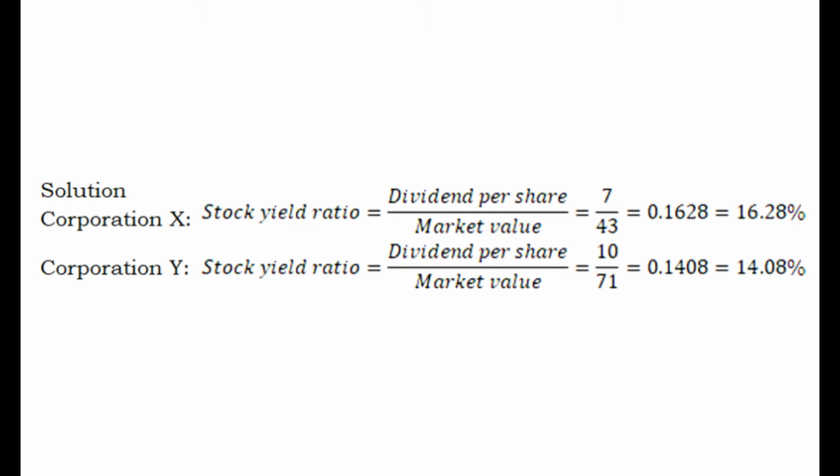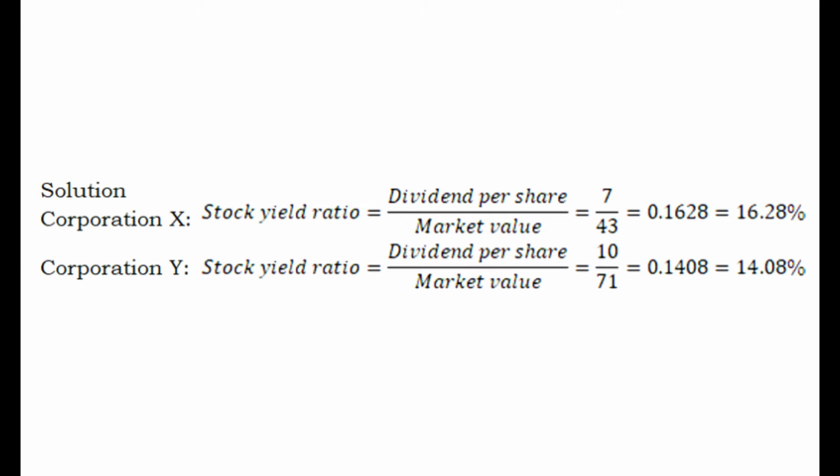First, for Corporation X, stock yield ratio is derived by this formula: dividend per share divided by market value. So by substitution, our dividend per share for Corporation X is 7 and the market value is 43. So 7 divided by 43 is 0.1628, or when expressed in percent, that's 16.28%.